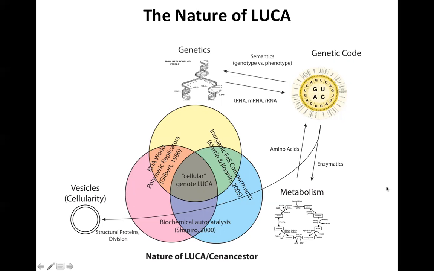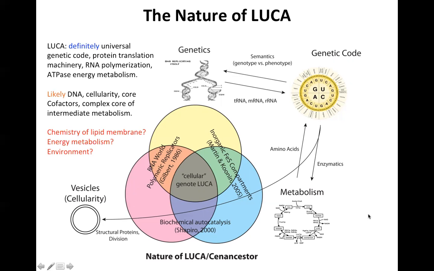But there are many commonalities between different domains and many differences that can inform what is likely ancestral and what is derived with relationship to LUCA. But it seems very clear that there was a universal genetic code, protein translation machinery, the ability to make RNA, and likely an ATP-based energy metabolism. Beyond that, we could say that it's likely that there was DNA, cellularity of some kind, and then a conserved core of cofactors for metabolism and intermediate metabolic enzymes.